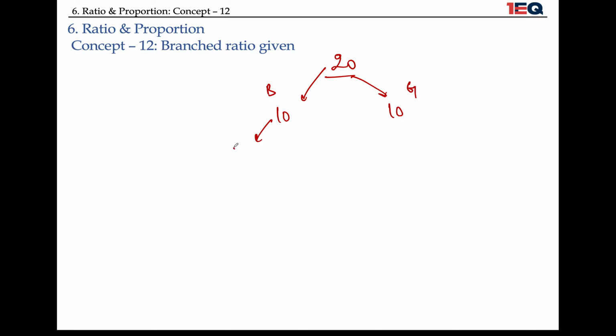Out of those boys, let's say 4 of them wore socks. So we have that 4 of them are wearing socks and 6 of them are bare feet. Okay, bare feet. And then 3 of the girls are wearing socks and 7 of them are bare feet. So this is how the concept of branch ratio works, that you have a big ratio over here and then you go down to the next level.